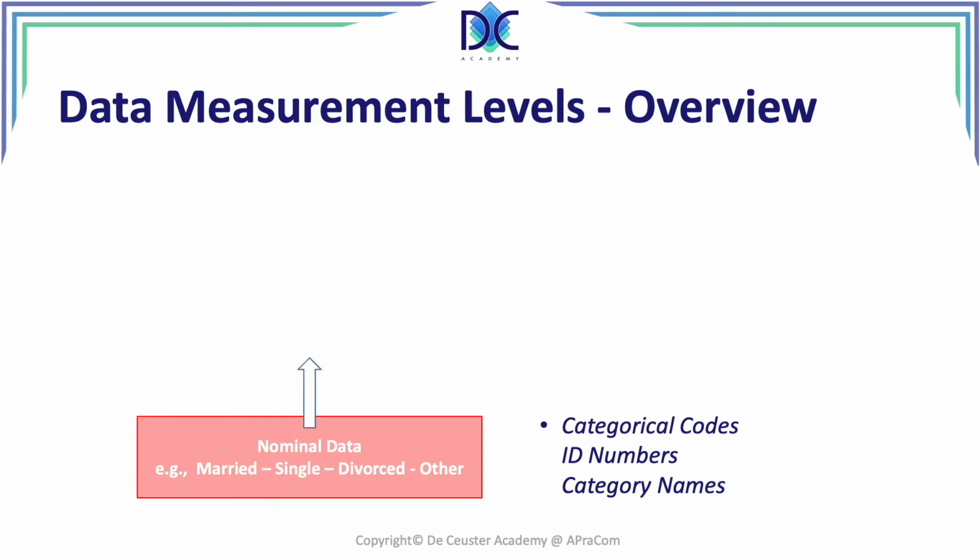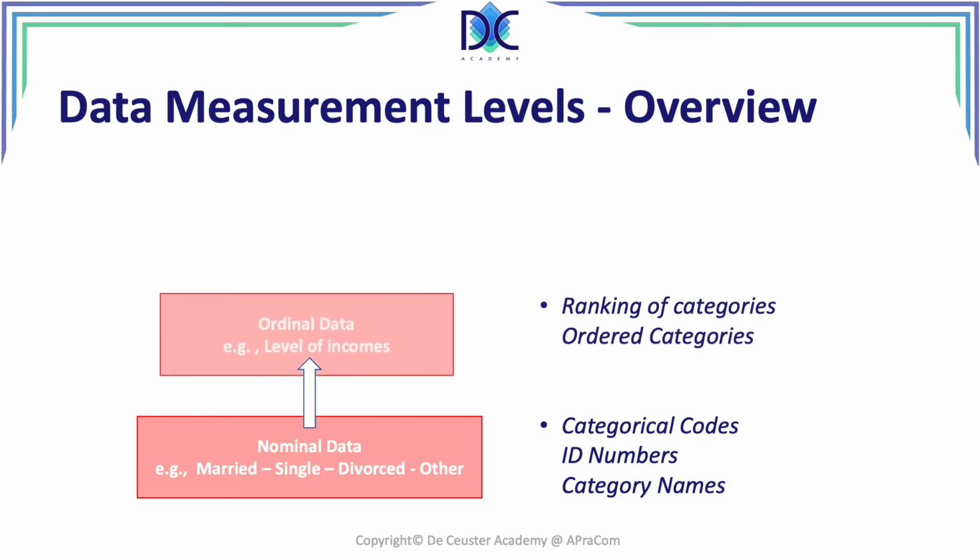For example, people are married, single, divorced, or some other category. We have categorical codes, there are ID numbers, and there are category names that we can consider. Then we have the ordinal data, for example, level of incomes. We have a ranking of categories, and we have those ordered categories that we can determine.